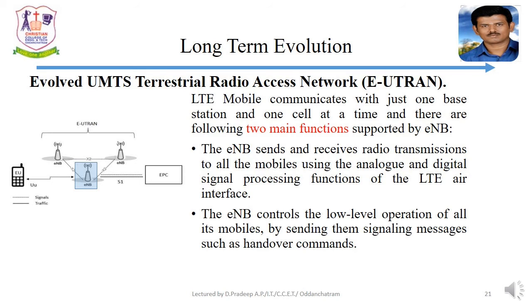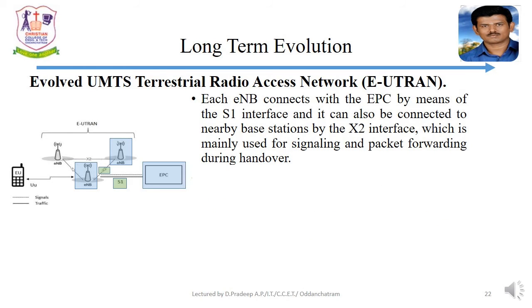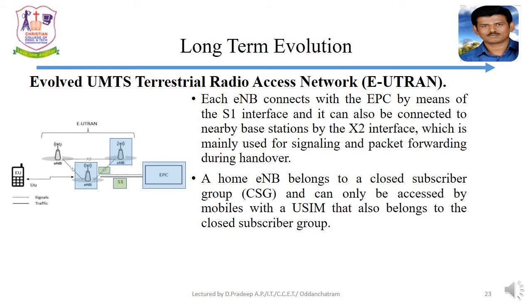Each evolved base station connects with the EPC by means of the S1 interface, and it can also be connected to nearby base stations by the X2 interface, which is mainly used for signaling and packet forwarding during handover. A home evolved base station belongs to a closed subscriber group and can only be accessed by mobiles with the USIM that also belong to the closed subscriber group.